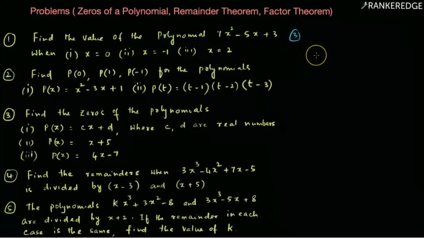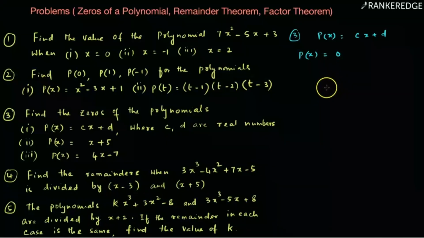Third one, find the zeros of the polynomials. What is the zero of the polynomial? The zero of a polynomial is the value of the variable that makes the entire polynomial's value 0. So for the first polynomial, p of x is given as cx plus d, where c and d are real numbers. I have to find the value of this x that will make this entire polynomial's value 0.